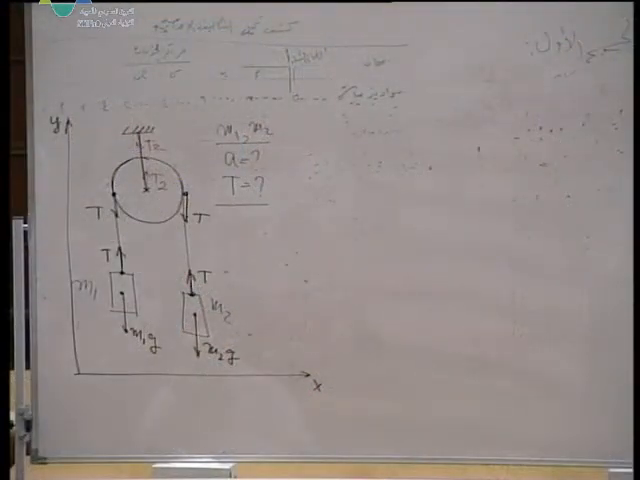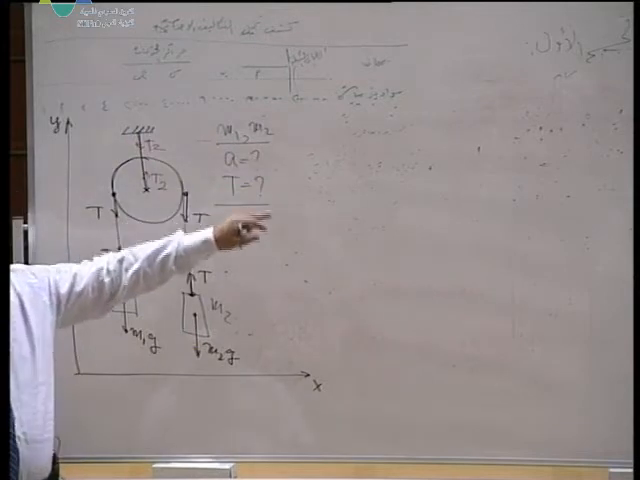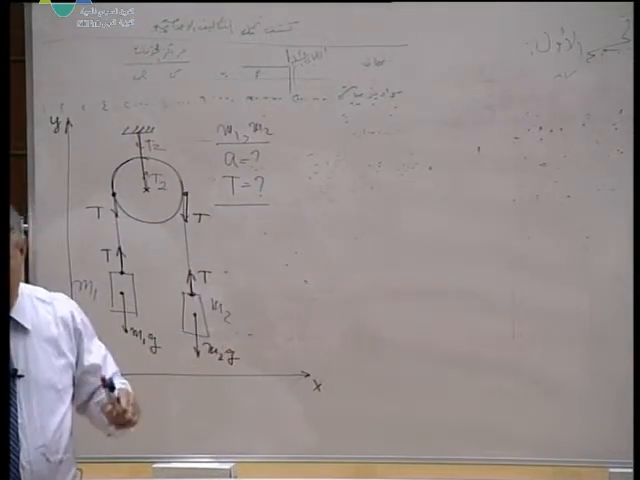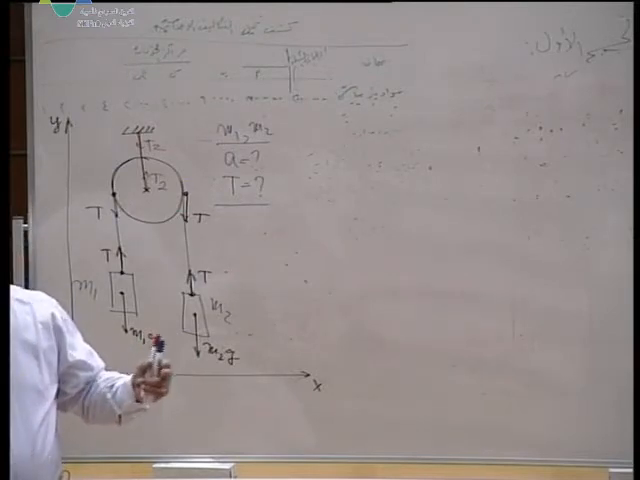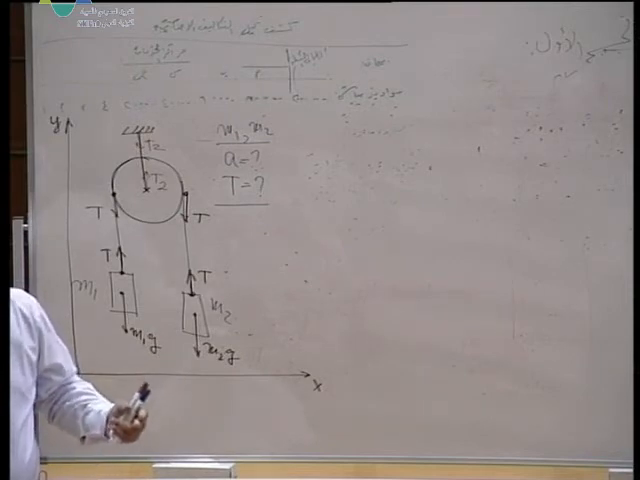Next step is to establish in which direction the system is moving. But you see, I give you only theoretical masses, M1, M2. I didn't give you any relation between the masses, no numbers. So how is the system moving? The answer is, I don't know.